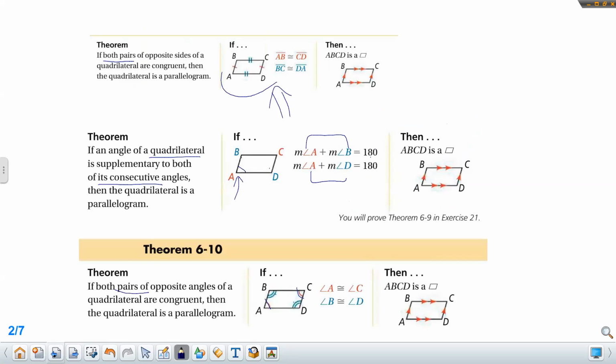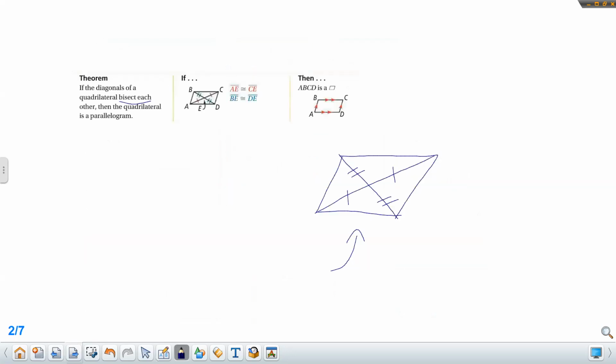If both pairs of opposite sides are congruent, then the figure is a parallelogram. If each two opposite sides are equal in length, we can say the figure is a parallelogram. Case number two: if one angle is supplementary to both of its consecutive angles, the figure is a parallelogram. Case number three: if each two opposite angles are congruent, the figure is a parallelogram. Case number four: if the diagonals bisect each other, the figure is a parallelogram.